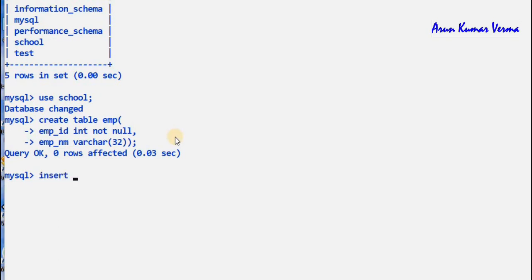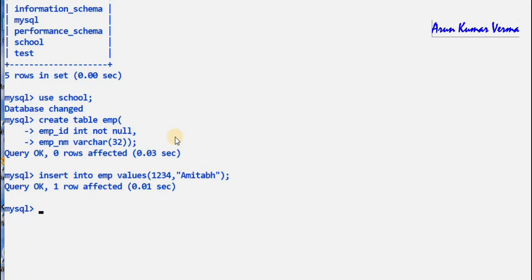Now it is time to insert the data. Write insert into employee values. The first value is 1234, the employee ID is 1234, and the name is Mitab. Now run the query. Okay, the record is inserted successfully.